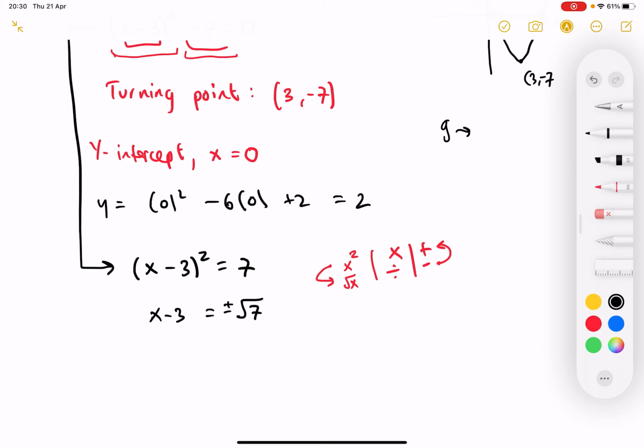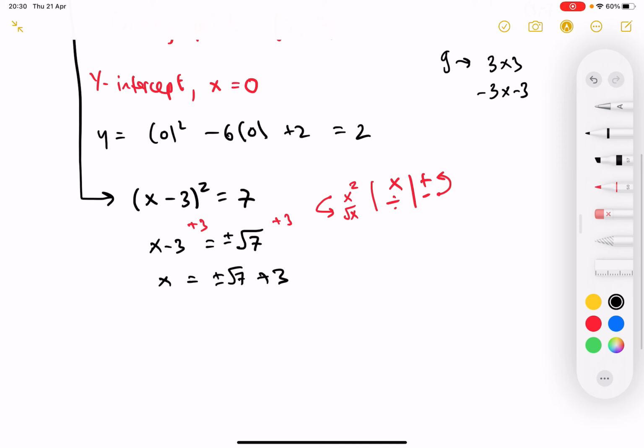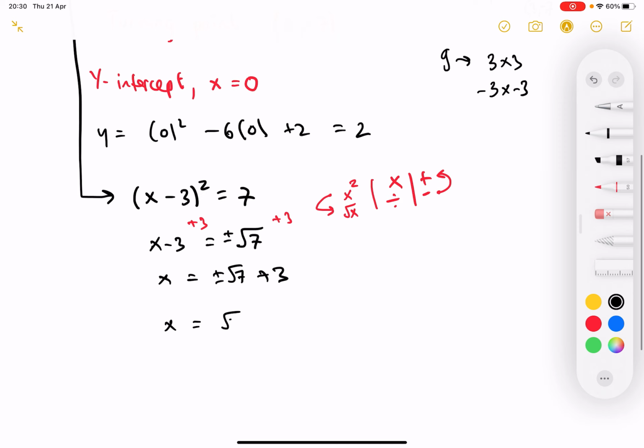To make 9, you could either get 3 times 3, or we can get minus 3 times minus 3. It gives you the same answer. That's why it's plus or minus. And then finally, to get rid of this minus 3, we add 3, and we get x is equal to plus or minus root 7 plus 3. Okay, and that's it. The two solutions are therefore going to be plus root 7 plus 3 and minus root 7 plus 3.